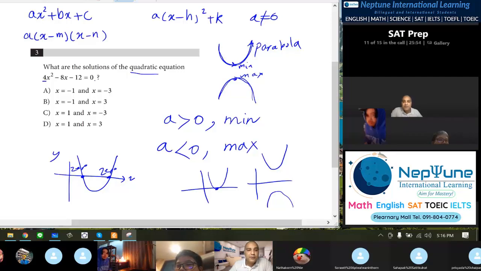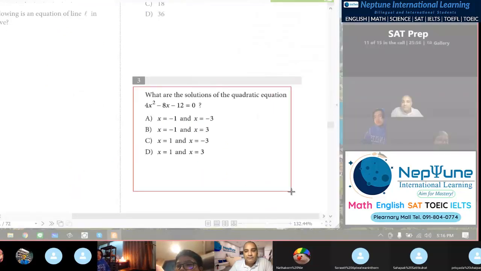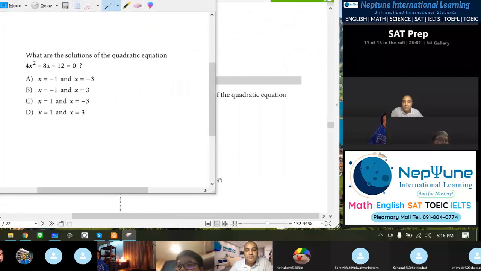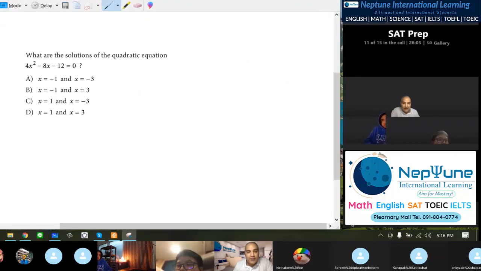So far so good. I'm going to solve it now. How to get the zeros? If you can factor, the faster way is to factor. You see, I can get 4 out. That's the greatest common factor. So x squared minus 2x, and then negative 3. Do you agree with me? 4 times x squared is 4x squared, 4 times negative 2 is negative 8, 4 times negative 3 is negative 12.